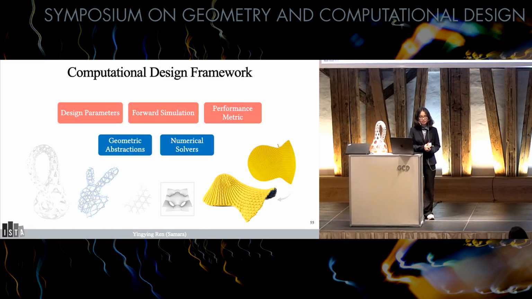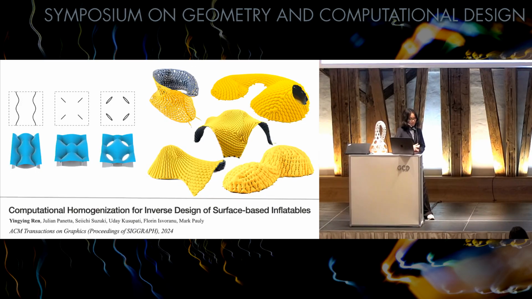In the weaving project, the unit cell analysis was purely geometric. For the second material system that I'll discuss, we'll see that geometric analysis is not sufficient, and we quickly need to apply physics-based simulation even at the unit cell level. This project is about surface-based inflatables. I'll first introduce the material system and then explain our physics-based unit cell analysis and how that allows us to create a wide variety of inflatable structures.